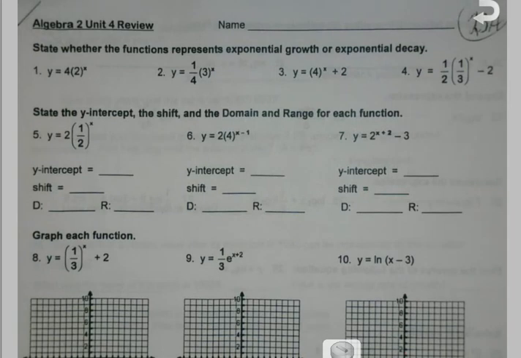Right, today we are going to be preparing for the Unit 4 test. Hopefully you're ready and raring to go, but if there's a few things that you need to freshen up on a bit, that's what we're here for on this one.